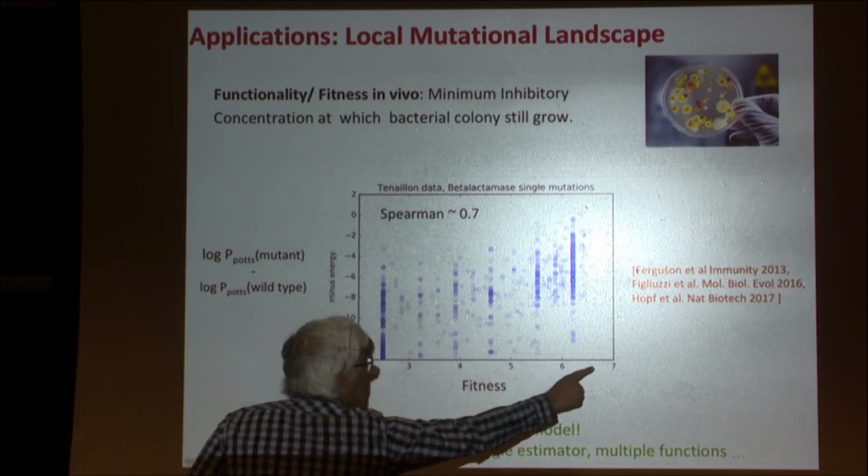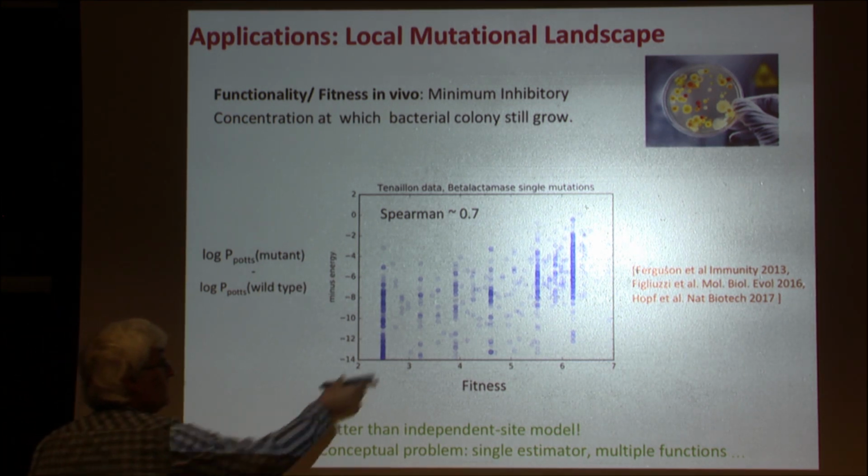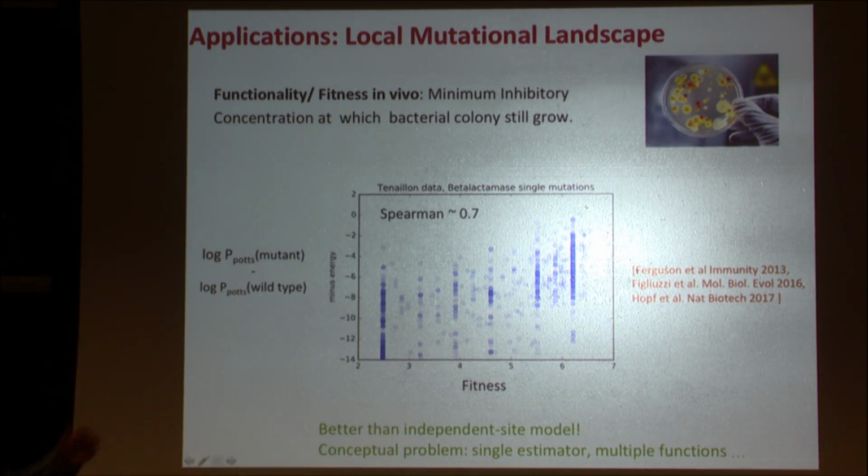This is a change in fitness, and this is the change in score. And so there is a lot of deviation. You can see there is some kind of trend here with the Spearman coefficient, which is about 0.7, which shows that even if the model is not perfect, it captures something.